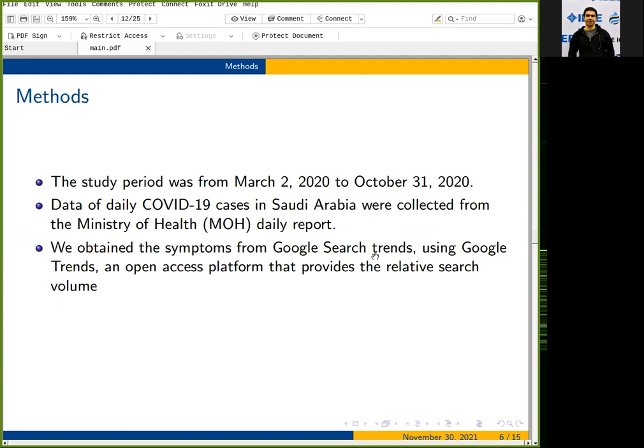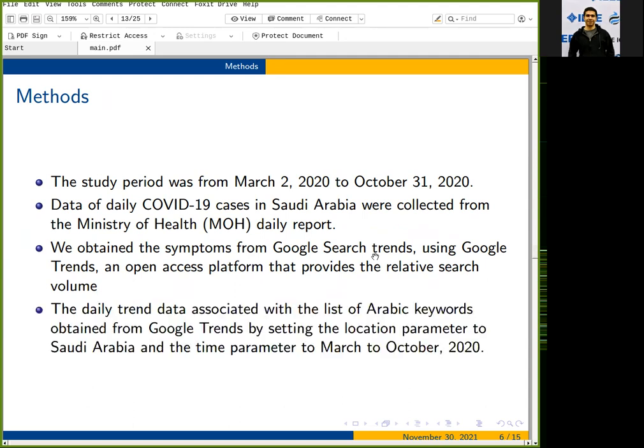from Google Search Trends using Google Trends, an open access platform that provides the relative search volume for any keywords that you would like. And the daily trend data associated with the list of Arabic keywords were obtained from Google Trends by setting the location parameter to Saudi Arabia and the time parameter to March to October 2020. This is how we collected our data.